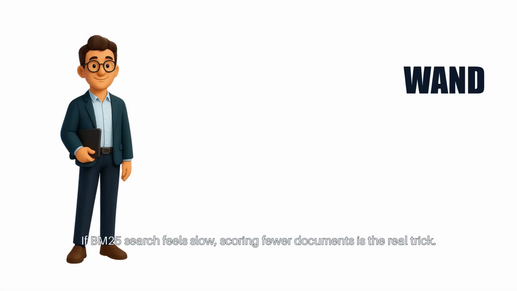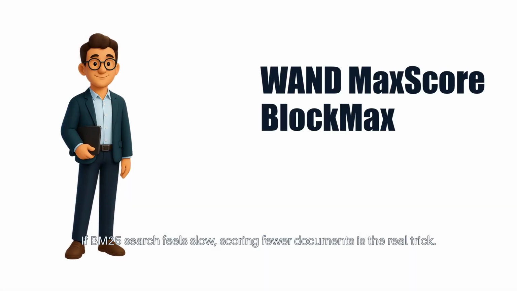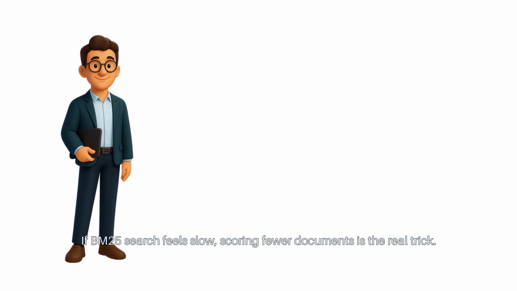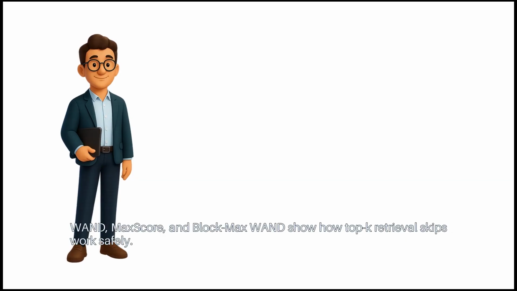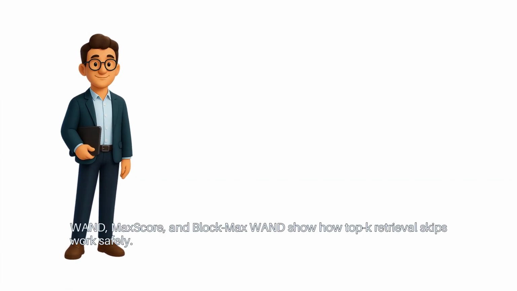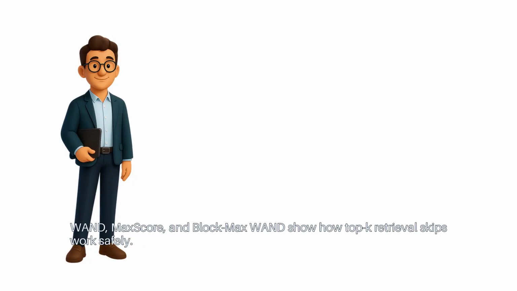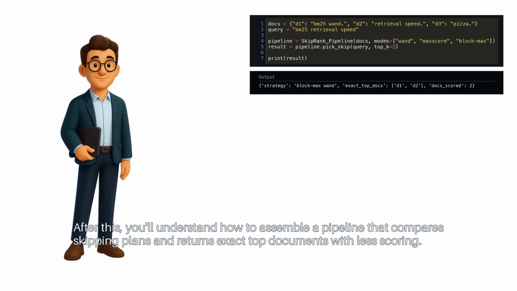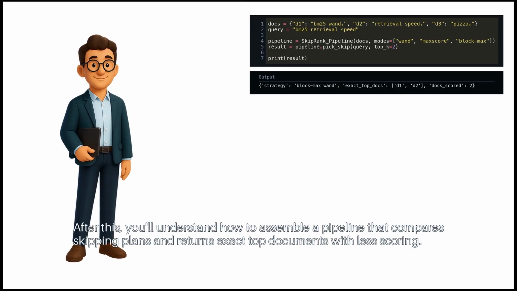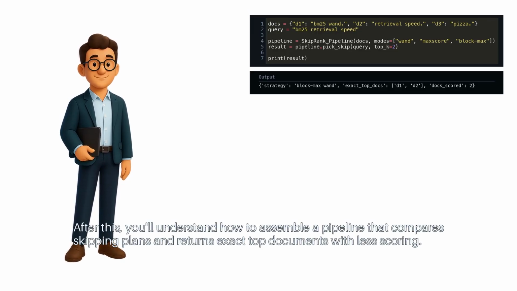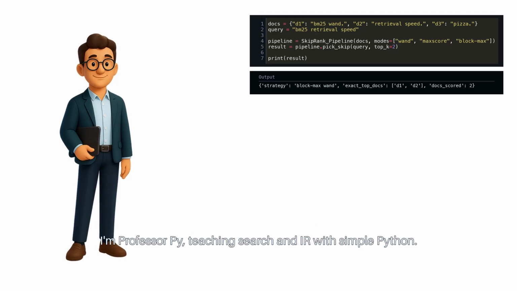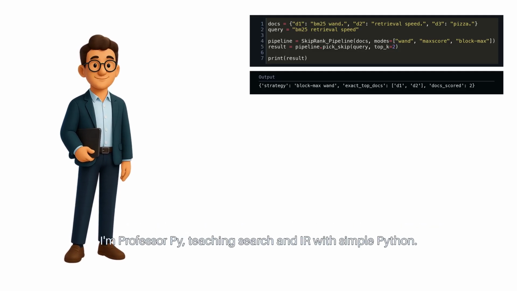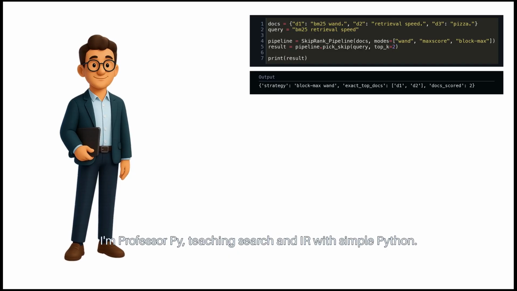If BM25 search feels slow, scoring fewer documents is the real trick. WAND, MaxScore, and Block-Max WAND show how top K retrieval skips work safely. After this, you'll understand how to assemble a pipeline that compares skipping plans and returns exact top documents with less scoring. I'm Professor Pi, teaching search and IR with simple Python.